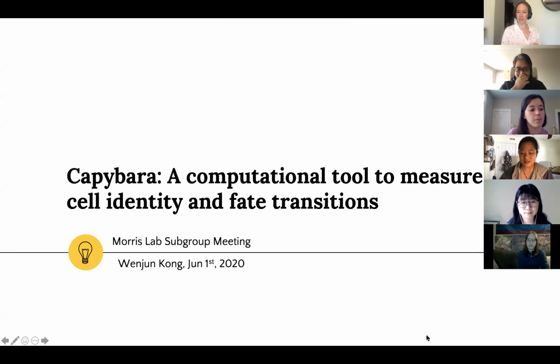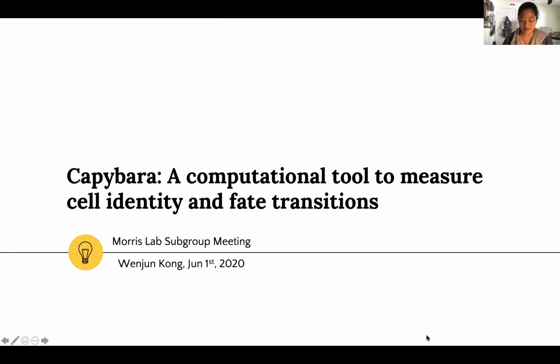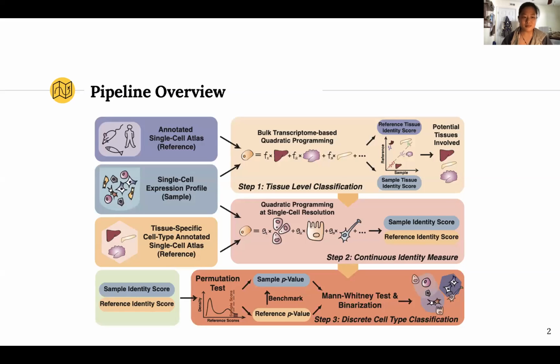Okay, so today I will be talking about Capybara, a computational tool that we have developed to measure cell identity and fate transition. I will be focusing on the method and the pipeline of Capybara more instead of the results. So hopefully I can clearly explain what we actually did in this computational tool.